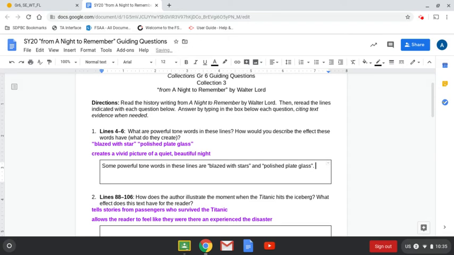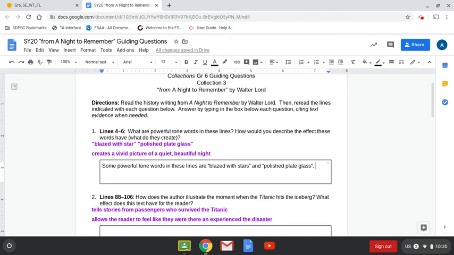All right, am I done? Oh, nope. I didn't answer the second half of the question. So how would you describe the effect these words have? So what do they create? Well, I can imagine what it looks like when they say that the cloudless sky blazed with stars and it looked like polished plate glass. What a clear, calm, beautiful night.